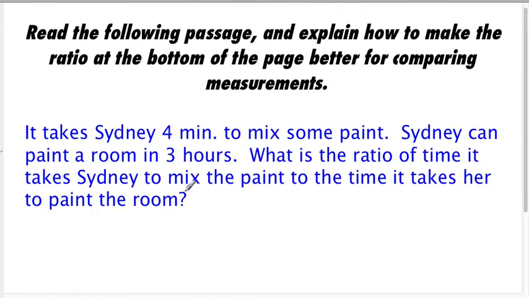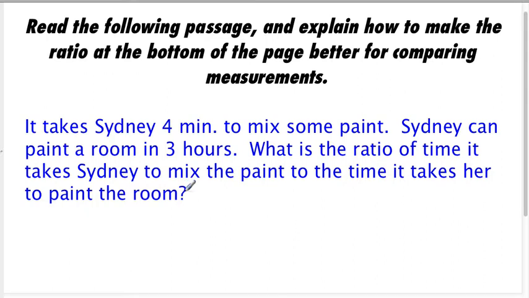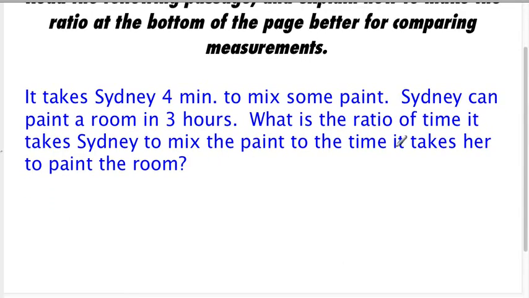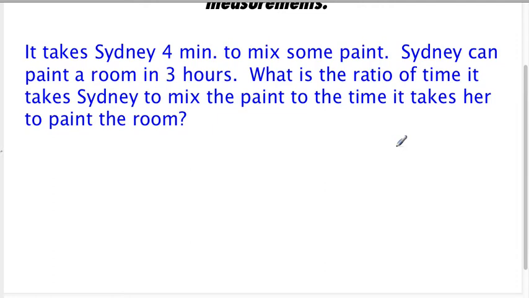Okay, so here's one that's a little bit different. I want you to try it on your own, but I'll read it aloud first, and then you can pause the video. It takes Sydney 4 minutes to mix some paint. Sydney can paint a room in 3 hours. What is the ratio of time it takes Sydney to mix the paint to the time it takes her to paint the room? Pause the video and try this on your own. Press play when you're ready.